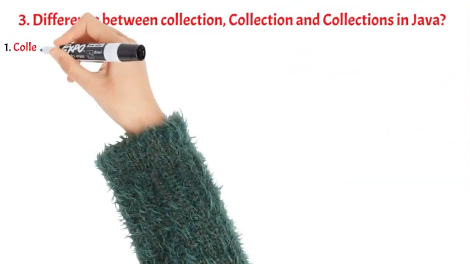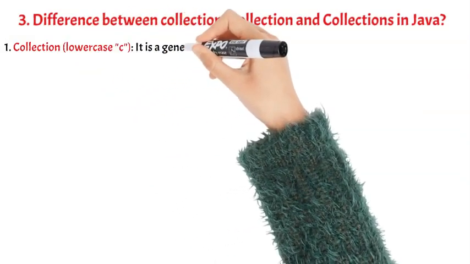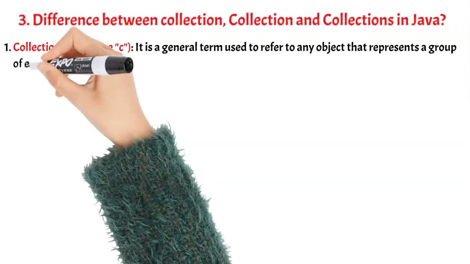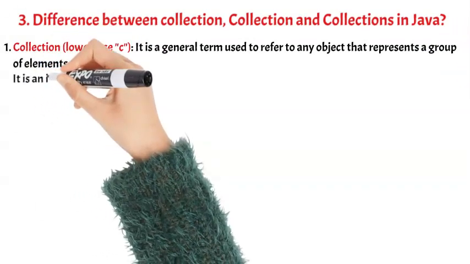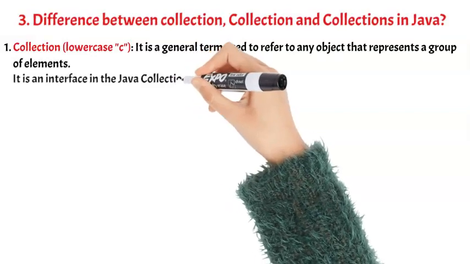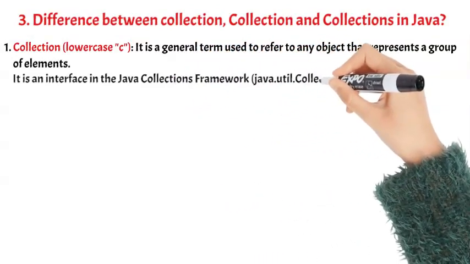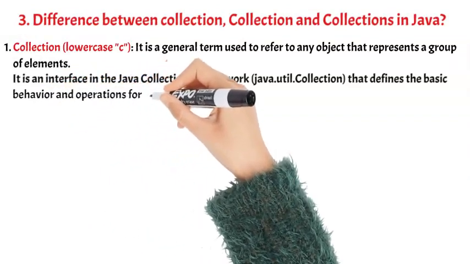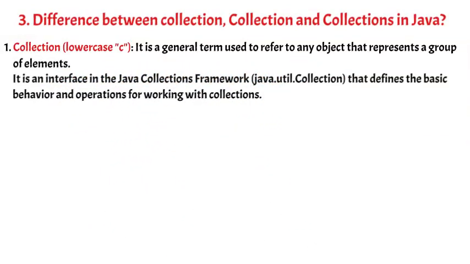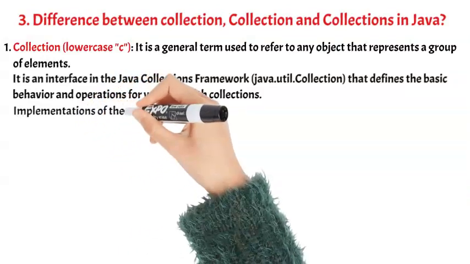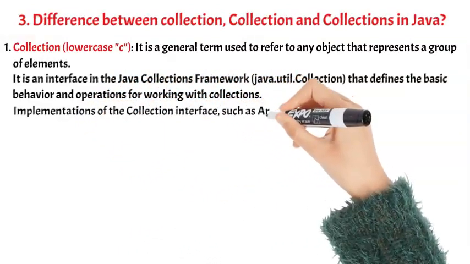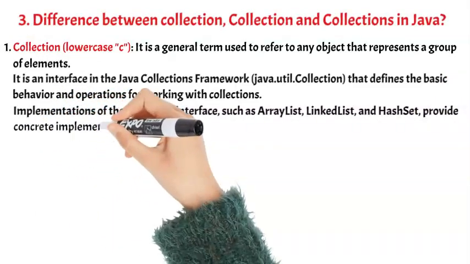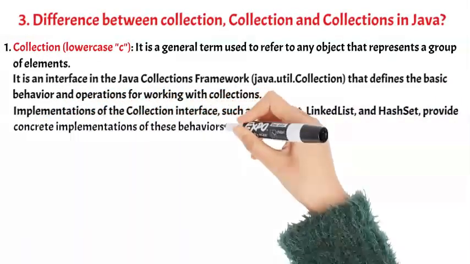1. collection, lowercase c. It is a general term used to refer to any object that represents a group of elements. It is an interface in the Java Collections Framework, java.util.Collection, that defines the basic behavior and operations for working with collections. Implementations of the Collection interface, such as ArrayList, LinkedList, and HashSet, provide concrete implementations of these behaviors.